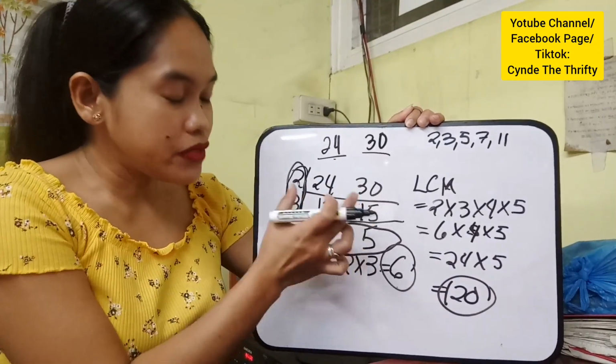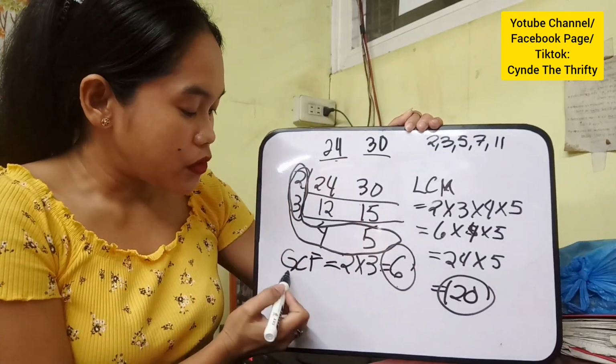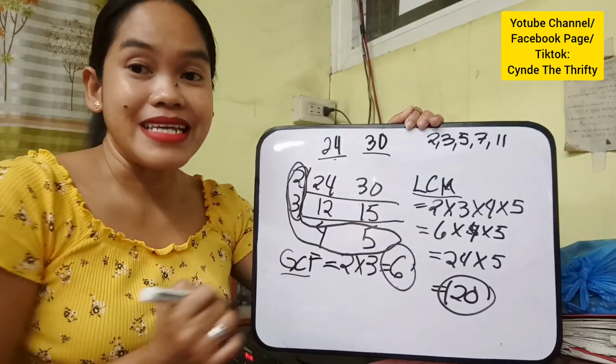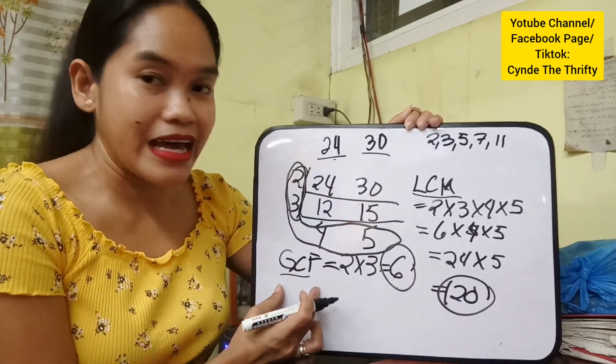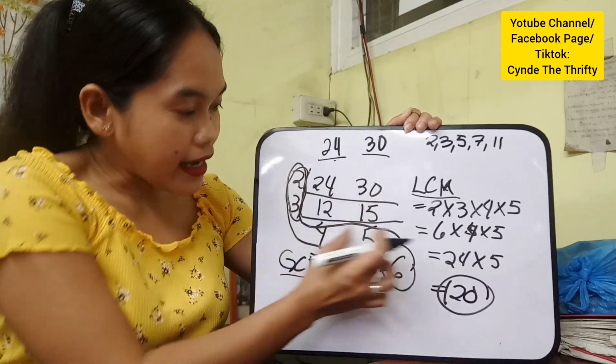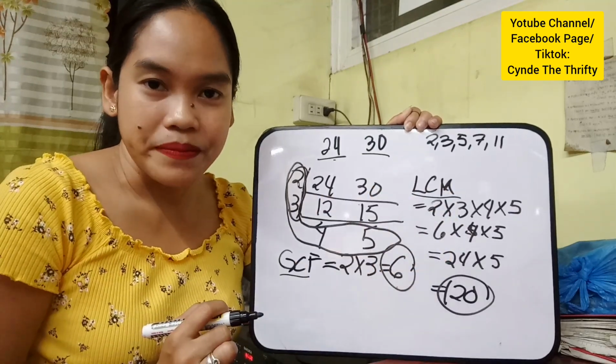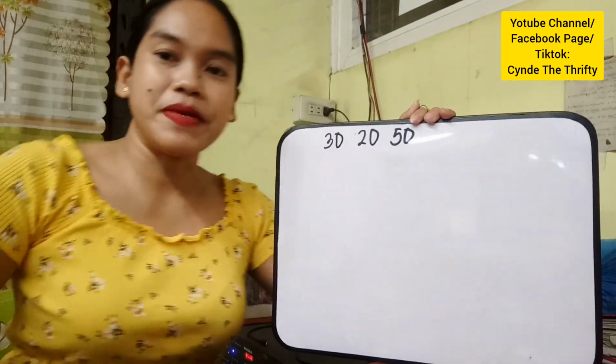Gamit ang ating continuous division, alam natin kung paano kunin si GCF at si LCM. Di ba, napakadali niya lang kunin. I-multiply mo lang itong nasa gilid, meron ka ng GCF. At i-multiply mo lang itong number na naka-L, meron ka ng LCM. Another example tayo para mas maintindihan talaga natin.